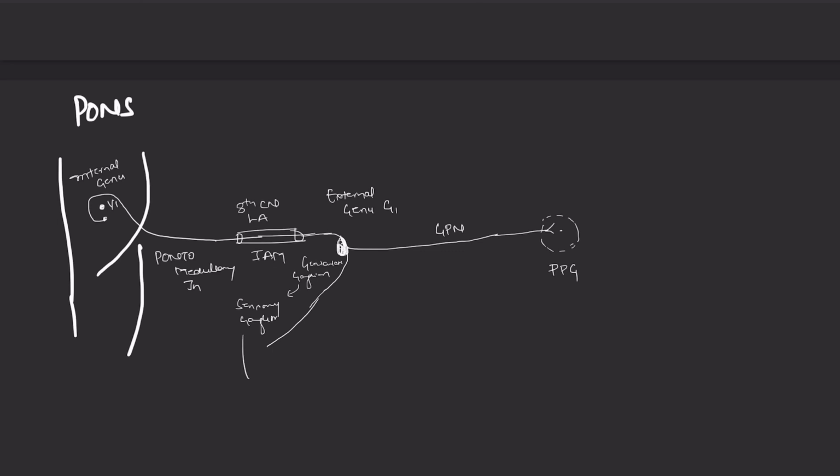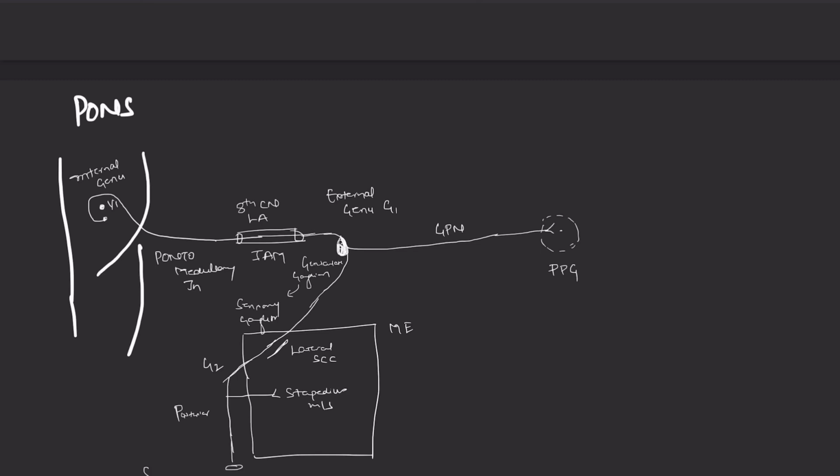So it is related to the medial wall of the middle ear. In the medial wall, it is related to the lateral semicircular canal. From the medial wall, it turns down into the posterior wall. This is called G2, the second genu, related to the posterior wall of the middle ear. It gives a branch to the stapedius muscle, and before entering the stylomastoid foramen, it gives one more branch called the chorda tympani nerve.